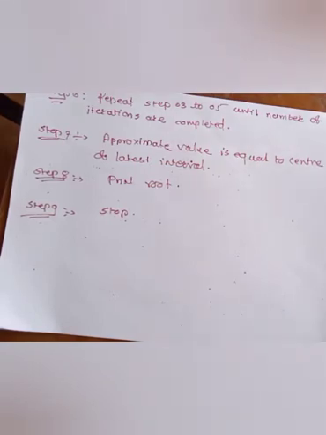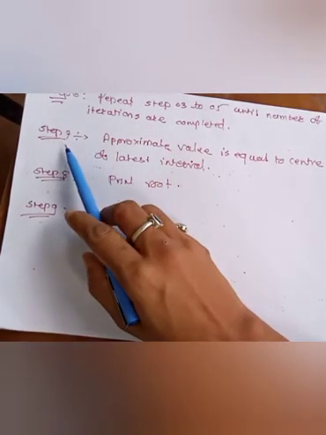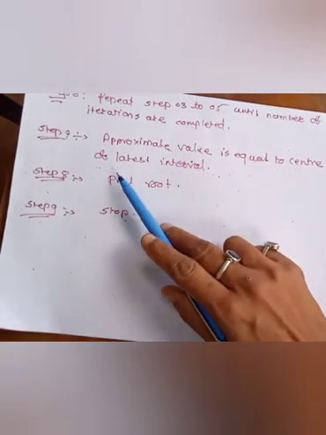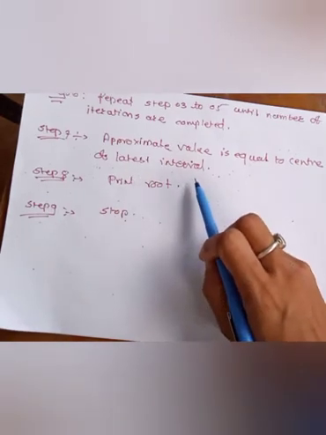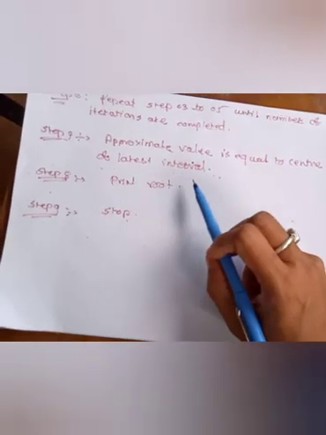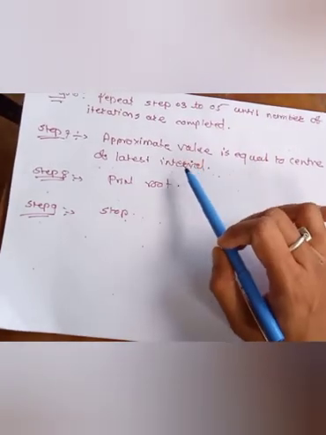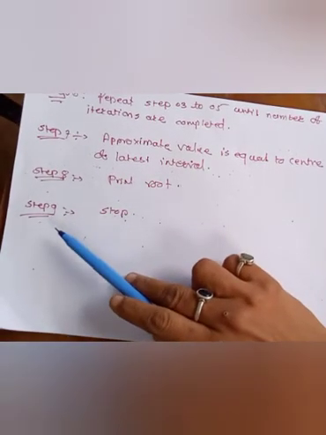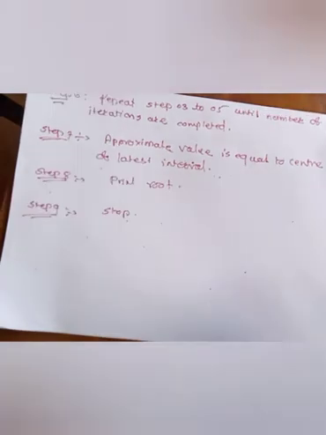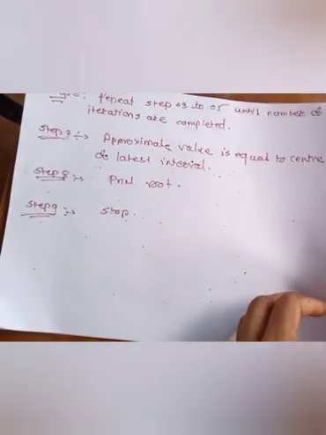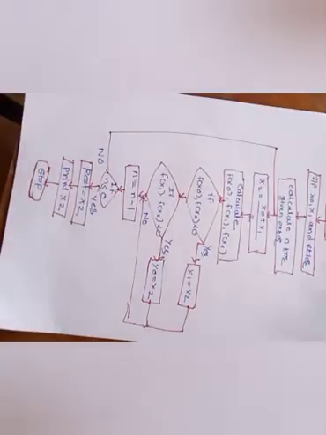Okay, once you obtain this, you have to move towards the next step, and that is what? Step 7. Approximate value is equal to the center point of the latest interval. Okay, what is the value you find after step 6? That is your latest interval. Once you obtain your latest interval, you have to print that root. And in step 9 you have to stop this algorithm because you obtain your destination.